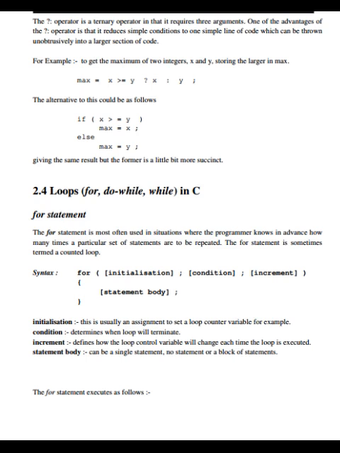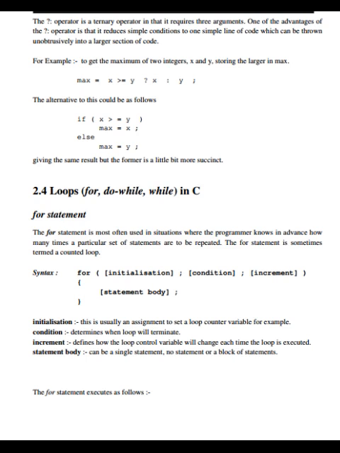For example, to get the maximum of two numbers x and y, storing the larger in max. See the figure. The alternative to this code is as follows, giving the same result, but the former is a little bit more succinct. Now let us see loops: for, do, while in C.